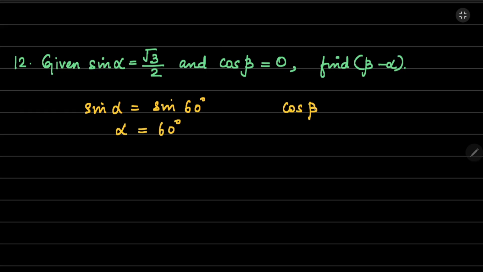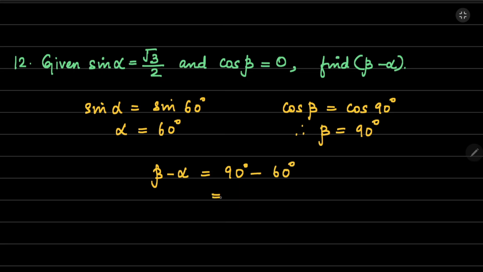Again, you know cos beta is given as 0. Cos of which angle is 0? It is cos of 90 degree. So, therefore, beta is equal to 90 degree. What is beta minus alpha? 90 minus 60 degree, which is 30 degree. And that's your answer. Probably an MCQ question.